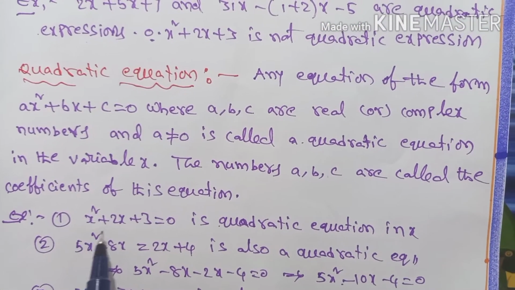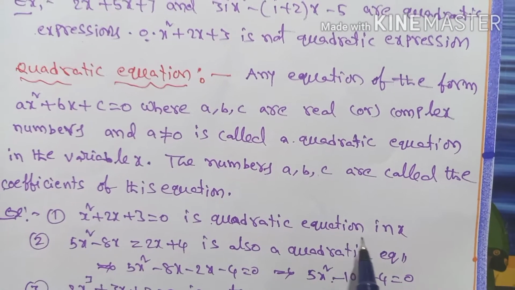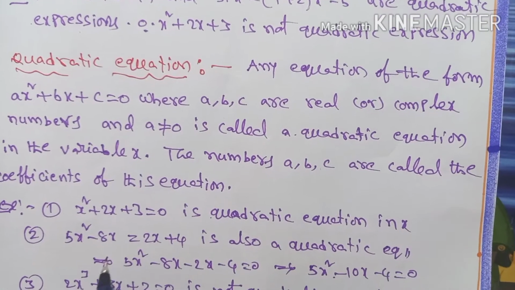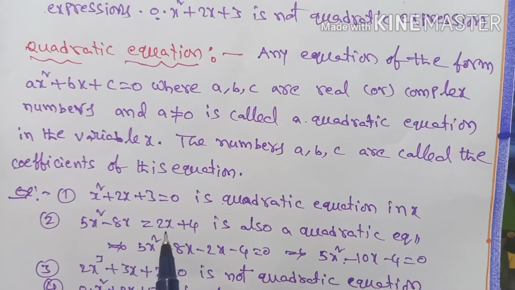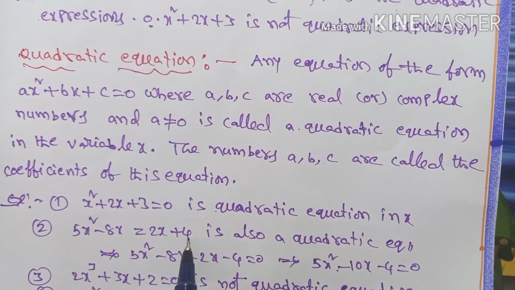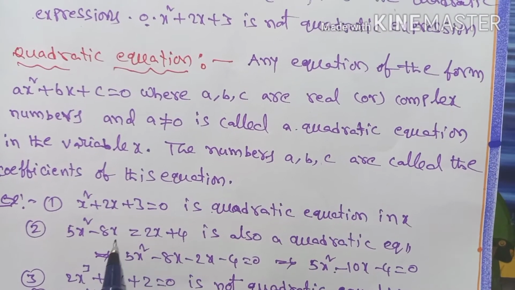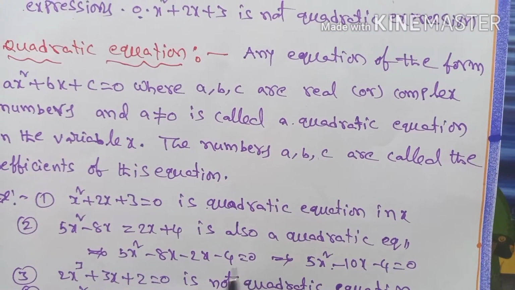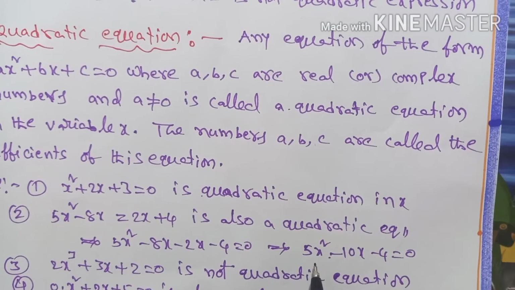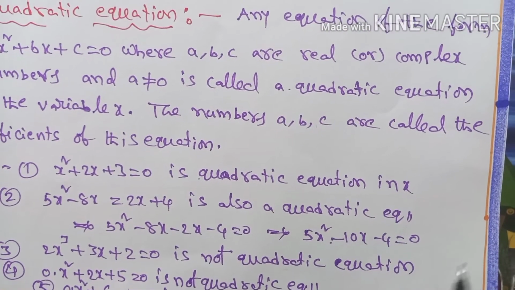Example 1 is x square plus 2x plus 3 equal to 0, which is a quadratic equation in variable x. Okay. Now second equation, 5x square minus 8x equal to 2x plus 4, which is also a quadratic equation. Solving this equation, taking plus 2x to this side as minus 2x, and 4 also to the LHS side as minus 4, equal to 0. This can be written as 5x square minus 10x minus 4 equal to 0, which is a quadratic equation.